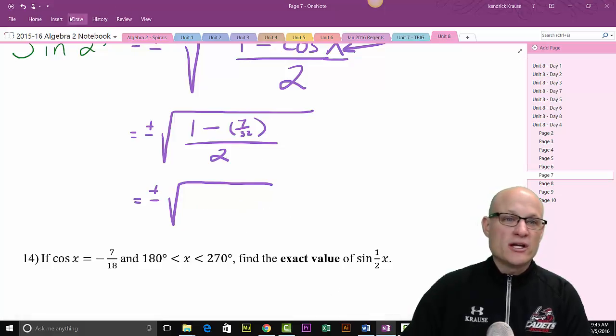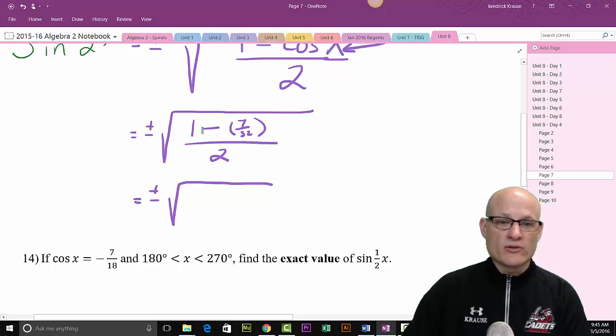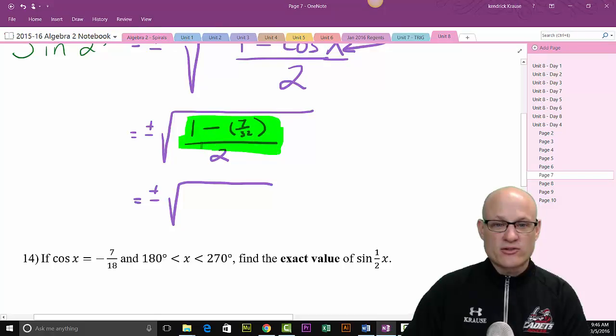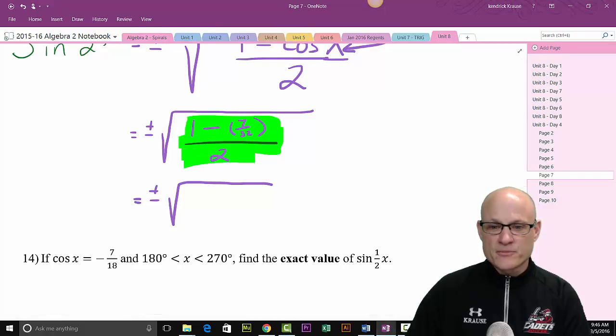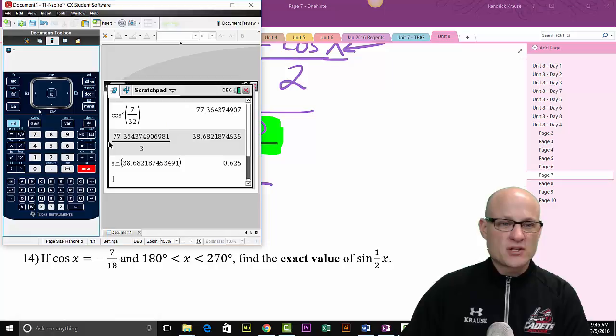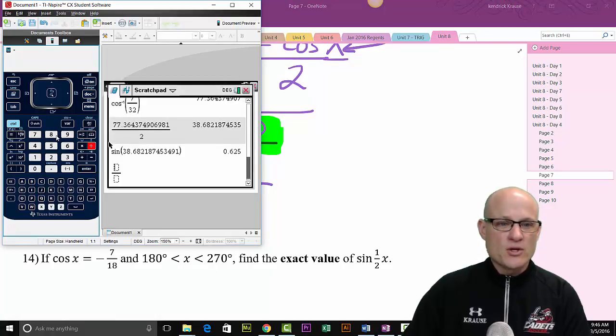What we're going to do, and here's what I would like you to do, I want you to type in all of the stuff that's under the radical, but not the radical, because you might end up with some weird number. So let's just type that in. Control division. 1 minus control division.